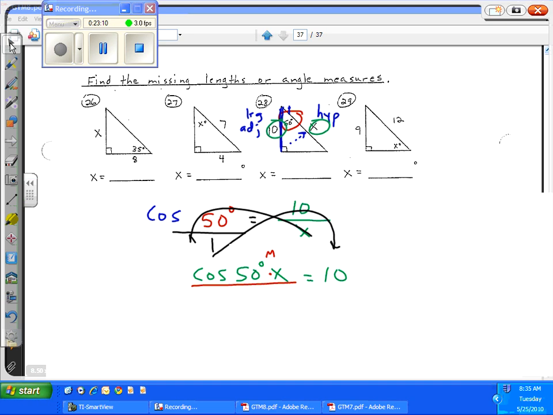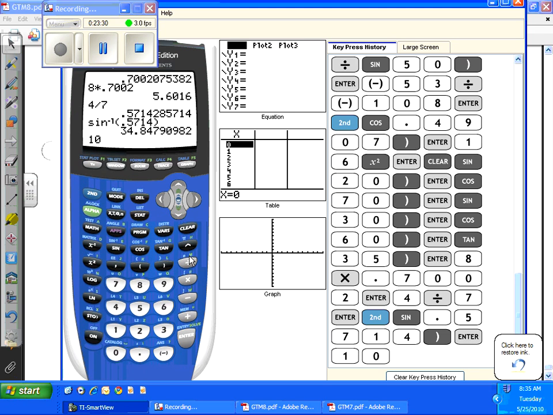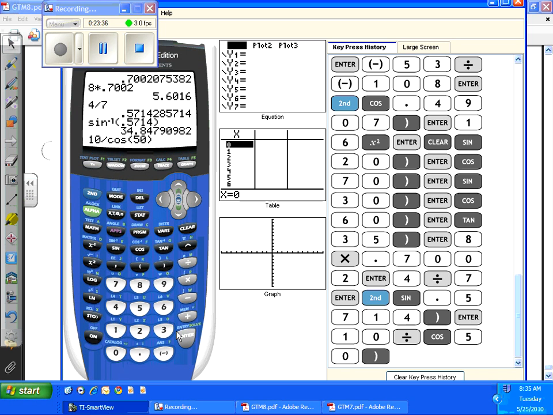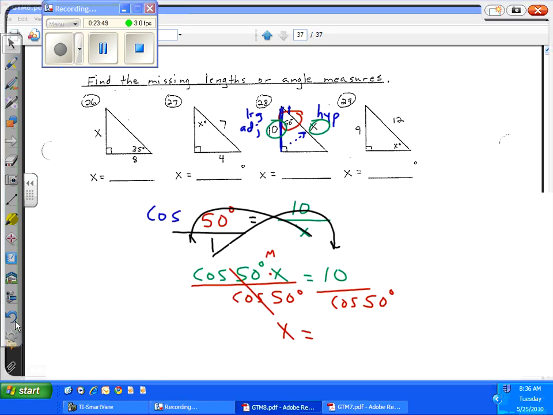Let's go ahead and isolate first. We're going to get the junk off of x. So we're going to undo what's being multiplied to the x, which is that cosine 50 degrees. And so we're going to have x equal 10 divide cosine 50. This way we can just round at the end. 10 divide cosine 50. 15.56. That's 5 or more. You add 1, drop the rest. 15.56. Rounded to 2 decimal places.